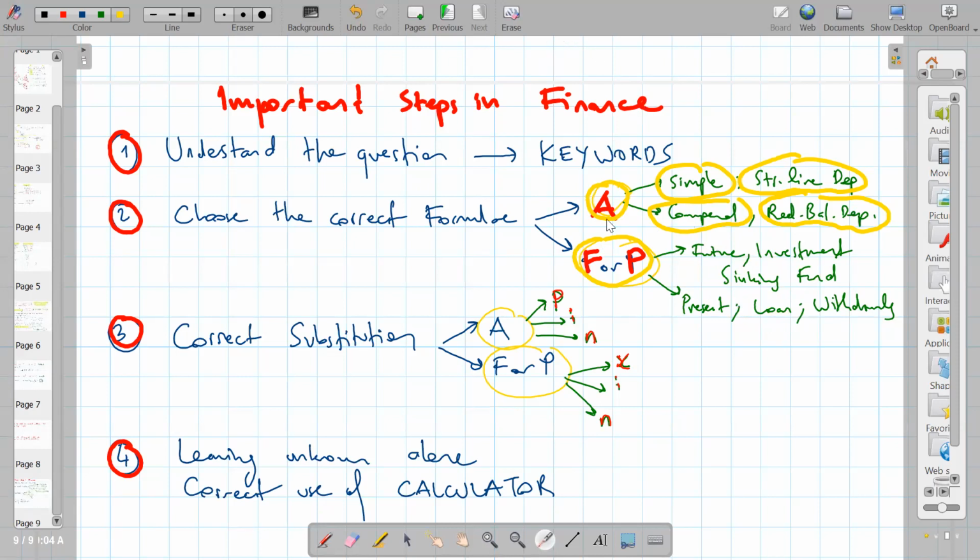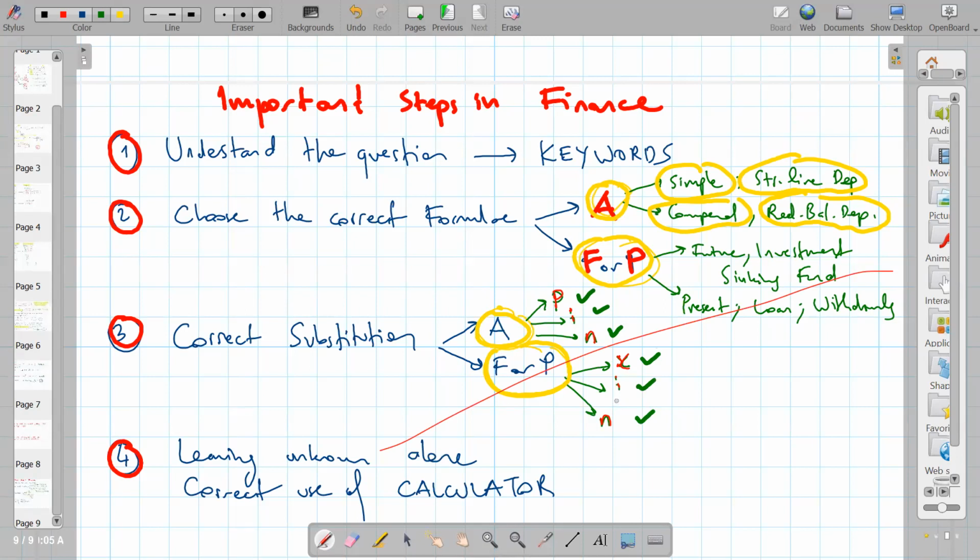After that, you have this idea. Now, which idea? After that, we are going to use future or present or one of the A formulas. Then you just need to write aside the correct substitution, and you must know what is missing there. So these are the things in the formula. What are they? It could be P, I, N in the A formula, and it could be X, I, N in the future or present formula.